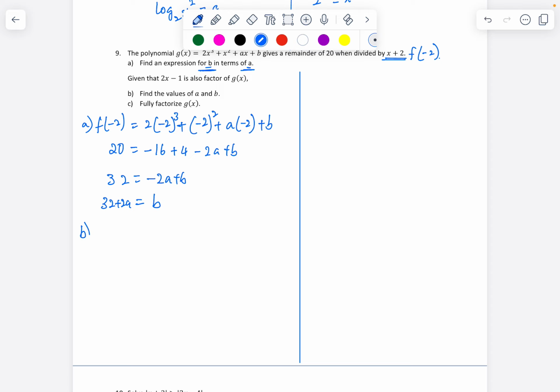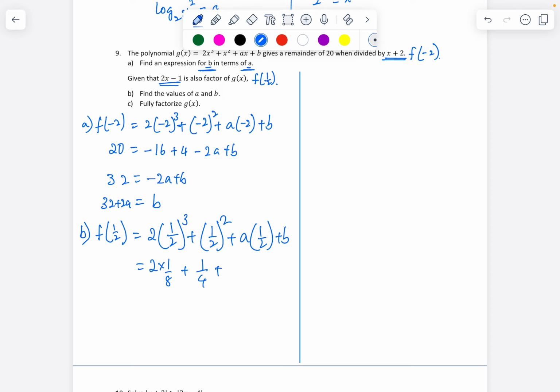Then part b. Given that 2x minus 1 is also a factor of g of x, we need to use f of 1 over 2. So f of 1 over 2 is equal to 2 times 1 over 2 whole cubed plus 1 over 2 whole squared plus a times 1 over 2 plus b. This gives me 2 times 1 over 8 plus 1 over 4 plus a over 2 plus b. I will simplify this further: 1 over 4 plus 1 over 4 is 1 over 2, plus a over 2 plus b.